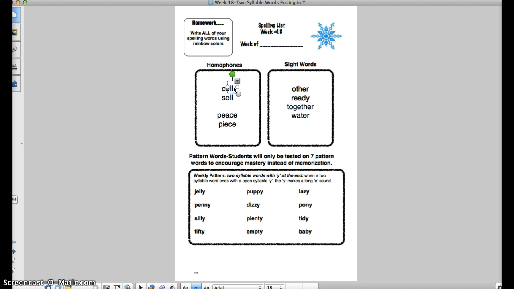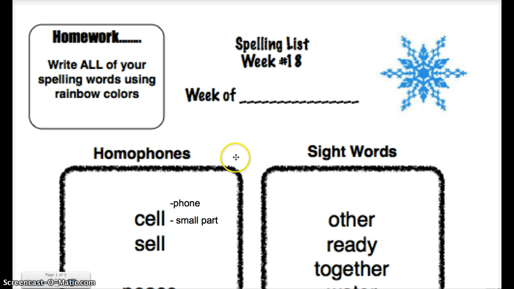Or a cell is actually something very small that makes up something else as well. So we'll put that a small part. And you know what, let me go ahead and kind of blow this up a little bit so that you can see it a little bit better. It's not so itty-bitty for you. Okay, so a cell, it could be like a cell phone or a small part of something. It's a small part that makes up something larger.